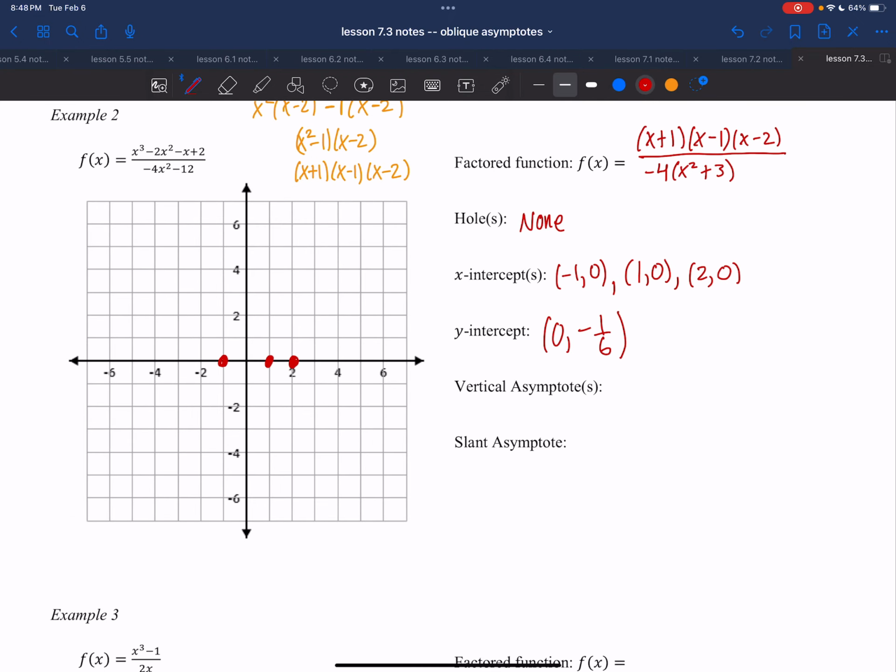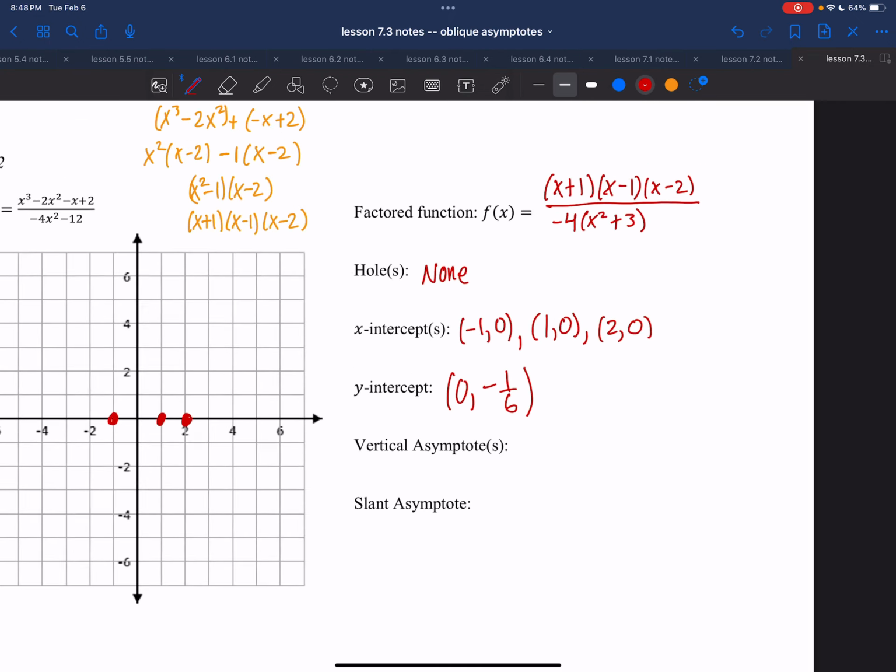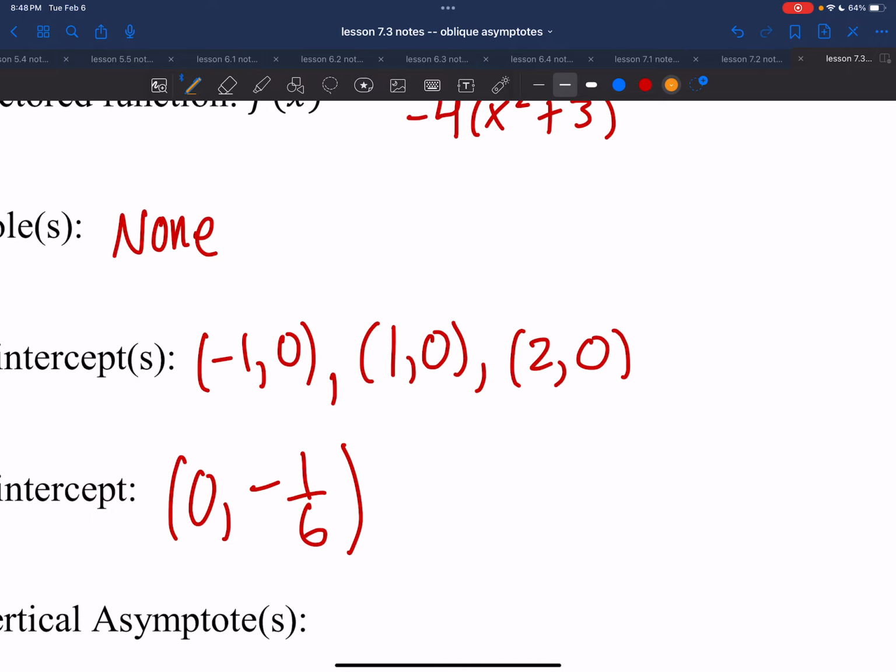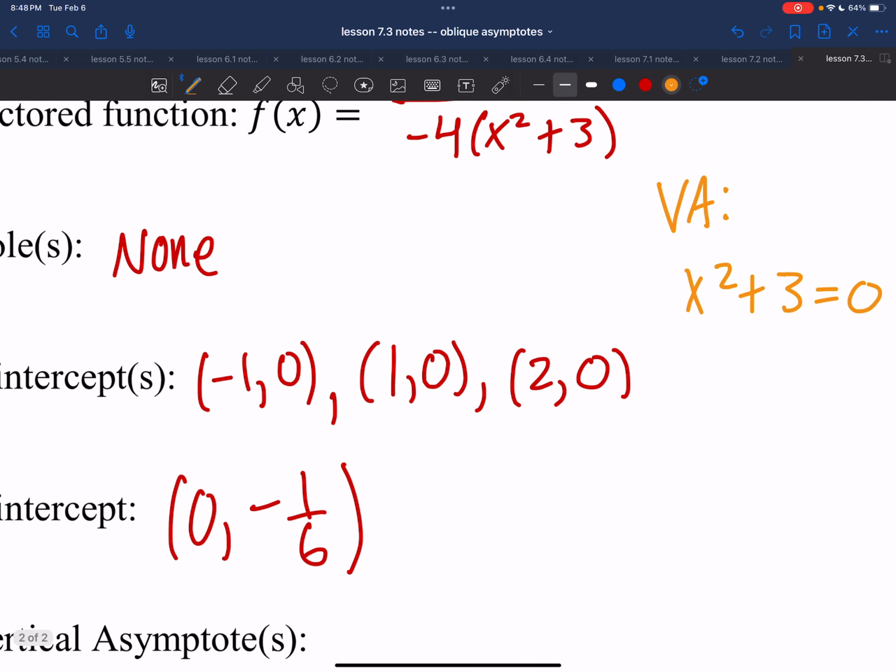Vertical asymptotes. This is interesting. Well, your vertical asymptote is going to be whatever makes x squared plus 3 equal to 0. Well, if I subtract 3 on the other side, I get x is plus or minus the square root of negative 3. This is imaginary.